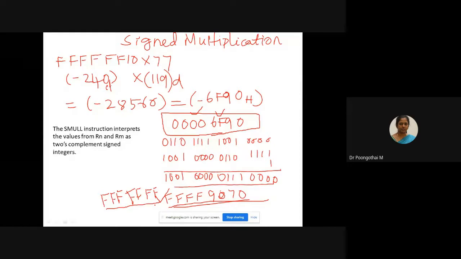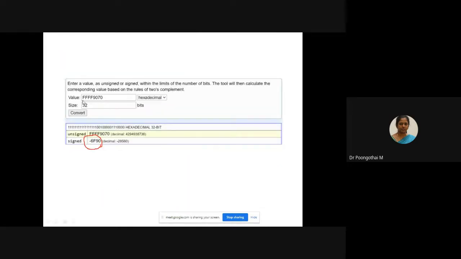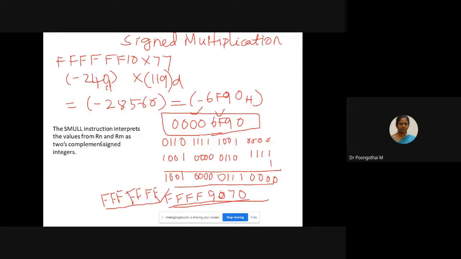Is that clear? If you look here, if I give F9070, my answer will be 6F90. So you have to take the 2's complement for this value and check your answer in Keil microvision. So what is your answer? This is your MSB and this is going to be your LSB. Is that clear? I will demonstrate, and you can understand clearly.